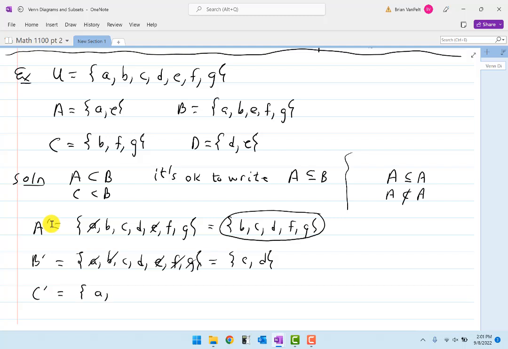C prime. I have A, B, C, D, E, F, G. And let's wipe out the things that are inside of C. That would be B, F, and G. So that leaves me with A, C, D, E.